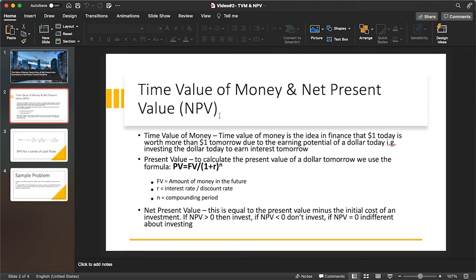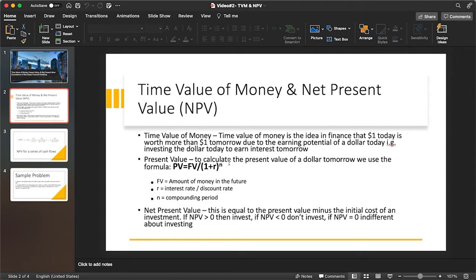Then we go to the idea of present value. This is the idea of bringing a future cash flow to today. Basically, $3,000 in the future is not the same as $3,000 today. To find out how much $3,000 in the future is worth today, we use the formula that you see here. Present value equals the future value divided by 1 plus the interest rate, or the discount rate as it's sometimes known, all to the compounding period of that interest rate.